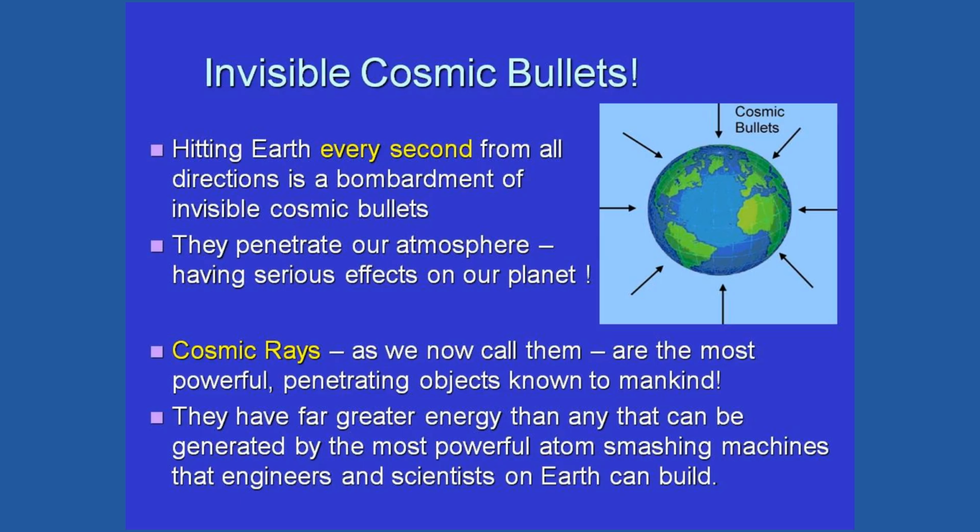Hitting Earth every second from all directions is a bombardment of invisible cosmic bullets. They penetrate our atmosphere, having serious effects on our planet. Cosmic rays, as we now call them, are the most powerful penetrating objects known to mankind. They have far greater energy than any that can be generated by the most powerful atom-smashing machines that engineers and scientists on Earth can build.